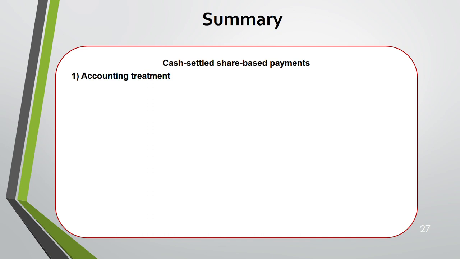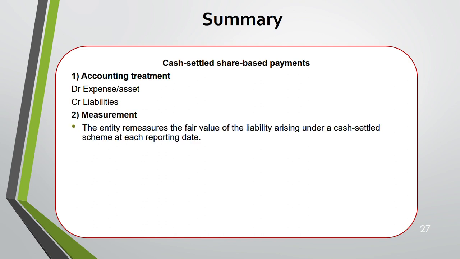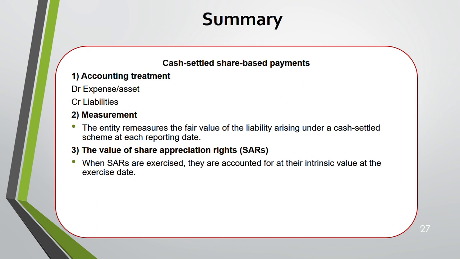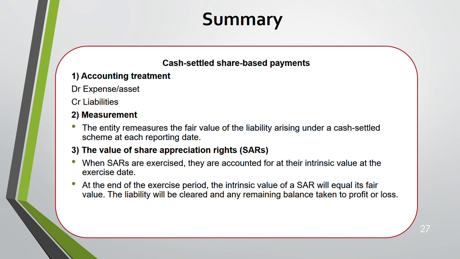For cash settled, the accounting treatment: the debit side is the same, expense or asset. Credit side, this time is liability. Measurement: this time you have to remeasure the fair value of the liability at each reporting date because it keeps changing. Second, value of share appreciation rights is based on the intrinsic value at the exercise date. At the end of the exercise period, intrinsic value will be equal to the fair value. Liability will be cleared off and the balance is taken to profit and loss. Then replacing a cash settled with an equity settled.